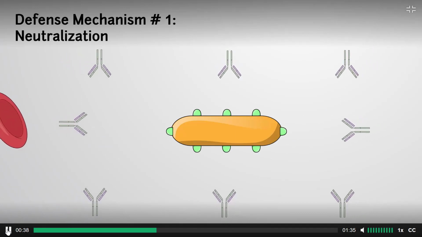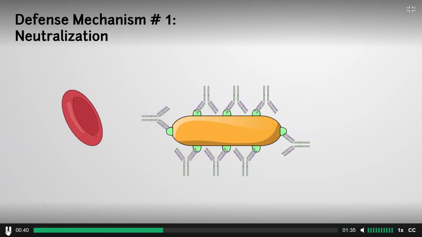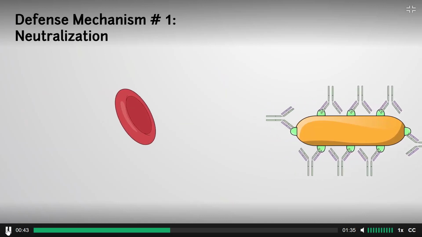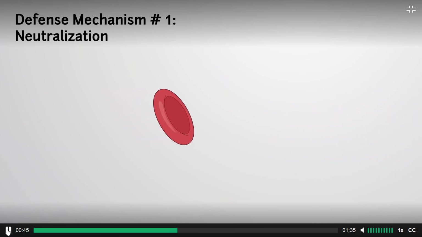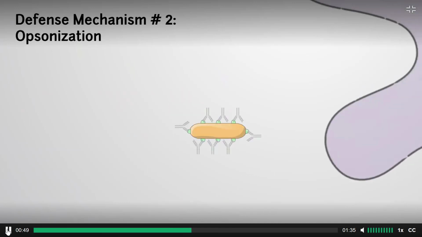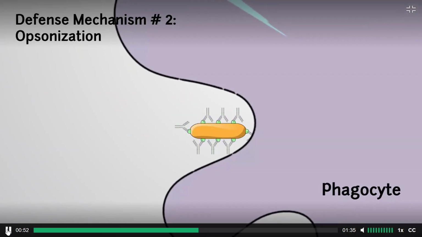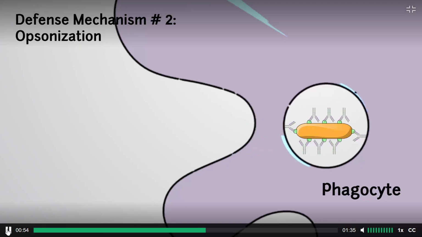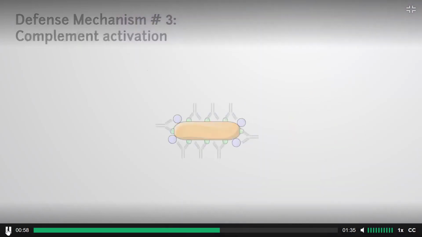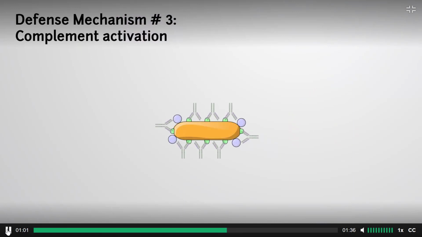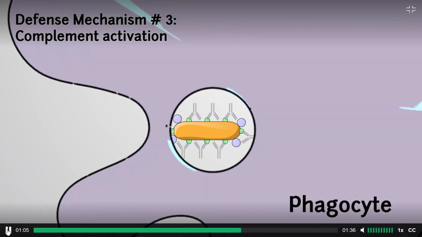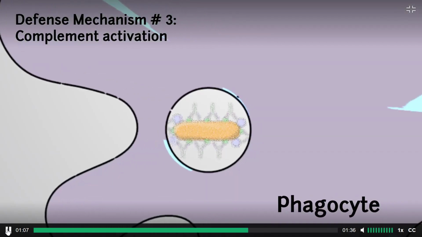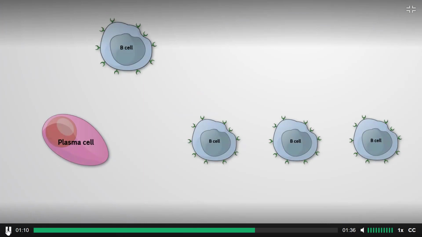In one method, antibodies that bind antigens on the surface of a pathogen can inactivate or neutralize it by interfering with its ability to infect a host cell. They can also opsonize or tag pathogens for engulfment and destruction by phagocytes, such as macrophages or neutrophils. Finally, antibodies can activate the complement system, a complex of proteins that further enhances the opsonization and destruction of pathogens.